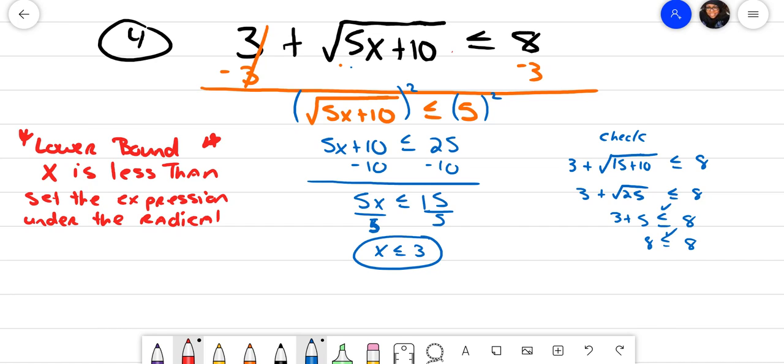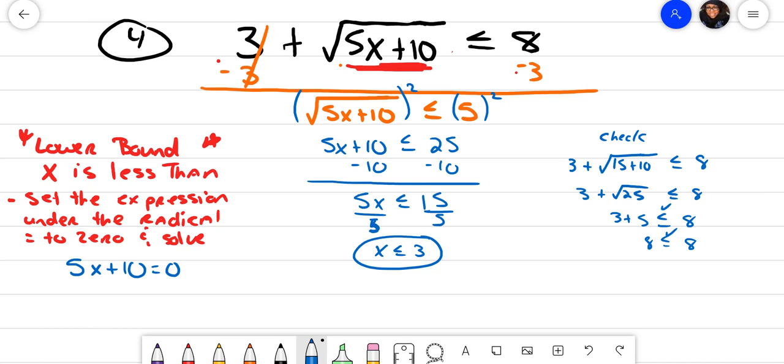Set the expression under the radical equal to 0 and solve. All right, so this is how we're going to determine that lower bound, that cutoff. When we're finding this lower bound, we don't care about the 3, we don't care about the 8, we only focus on the expression under the radical. In this case, the expression under the radical is our 5x plus 10. So that's the thing that we set equal to 0. So it's going to be 5x plus 10 equals 0.